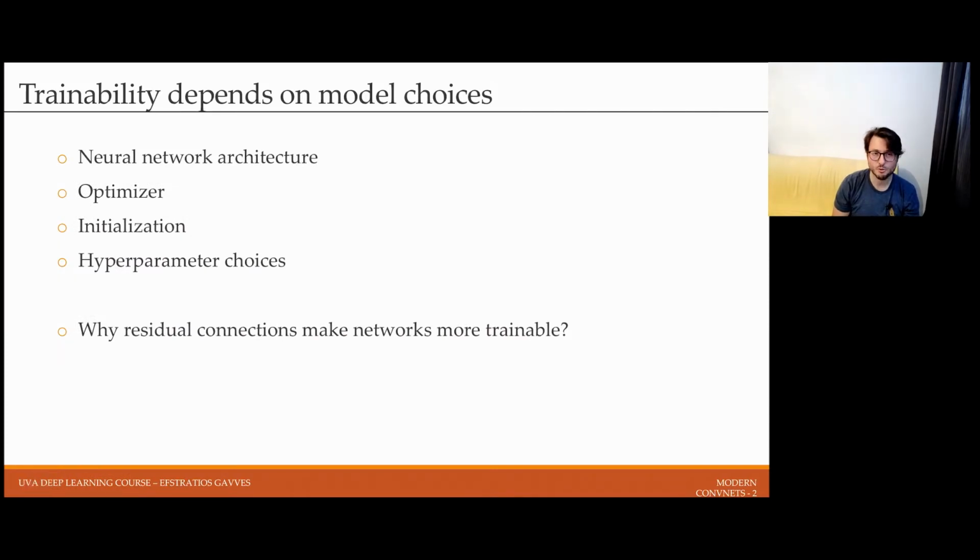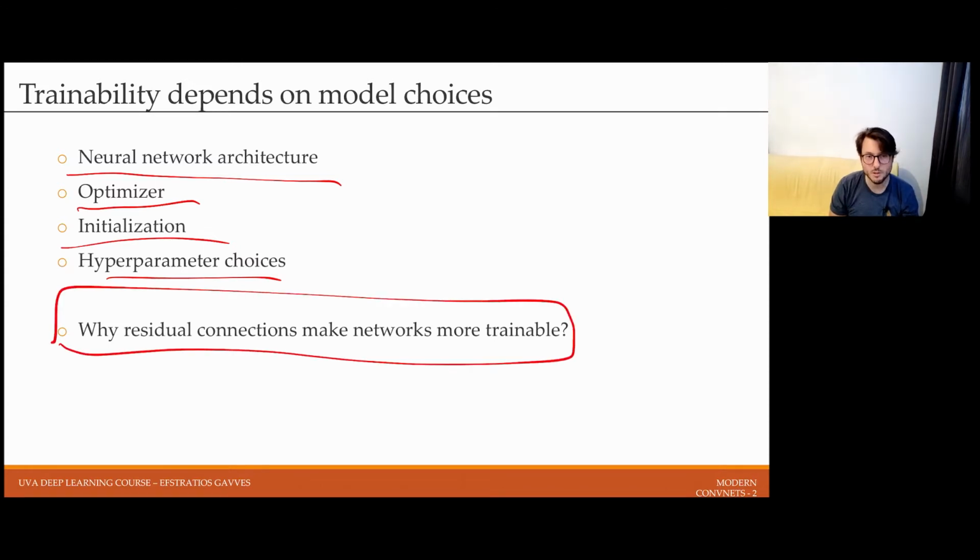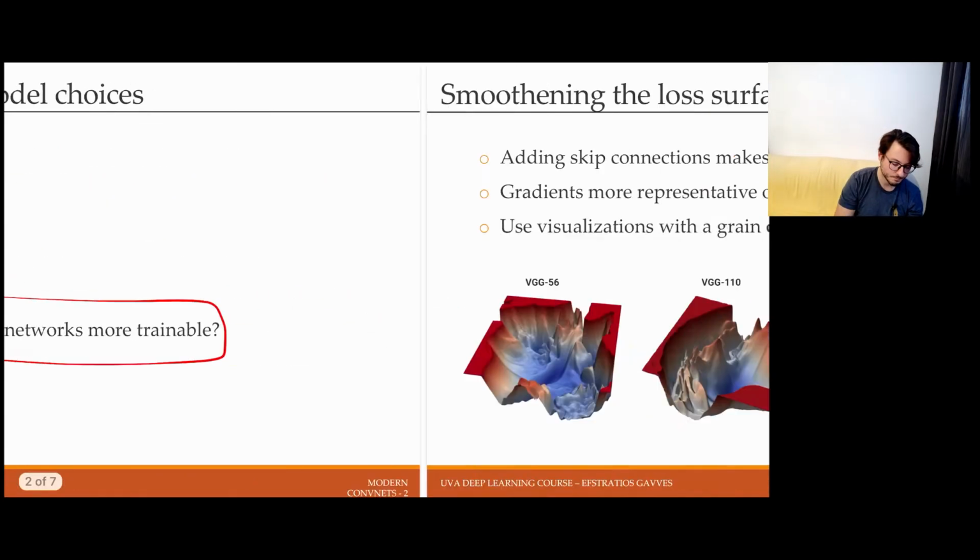So as a matter of fact, trainability, so how easy it is to train a neural network architecture, depends on a lot of model choices. For instance, the architecture itself is of course a great factor. The optimizer is very important, the way we initialize our parameters, the way we choose our hyperparameters. So all these things can positively or negatively influence the way we can train our architecture. Of course, the big question is, why are residual connections so good? What is so special about them?